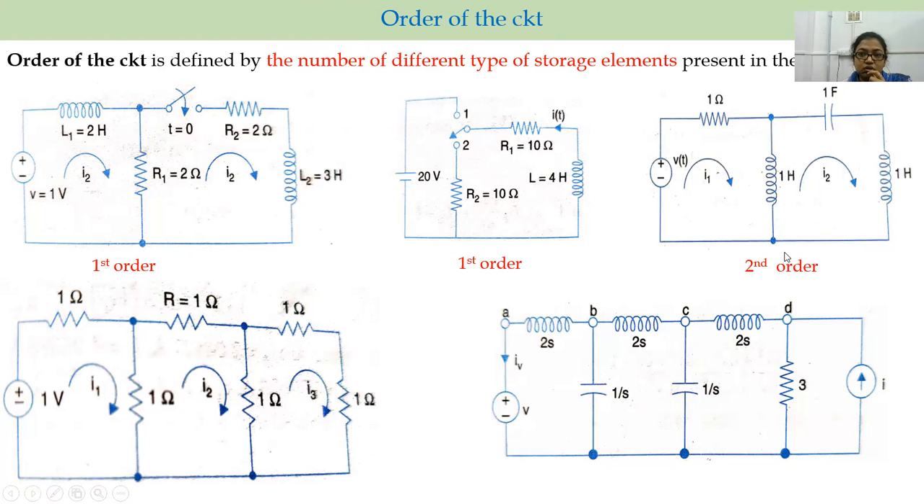But in this one, two types of storage elements are present, so the order of this circuit is 2. The same here, this one is also order 2. But for this one, there is no storage element, only resistance, and resistance has no effect of transient. So the order of this circuit is zeroth order, as it does not contain any storage element.